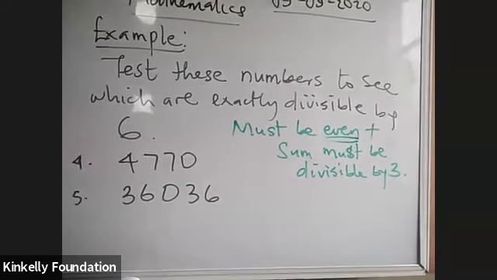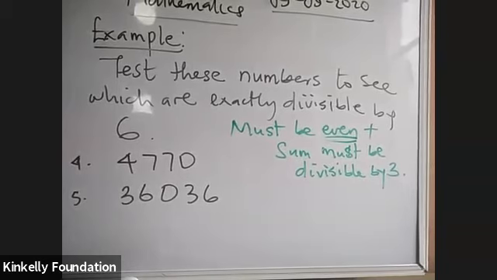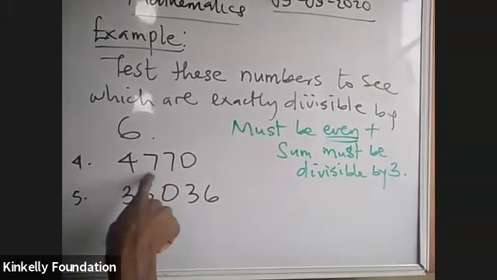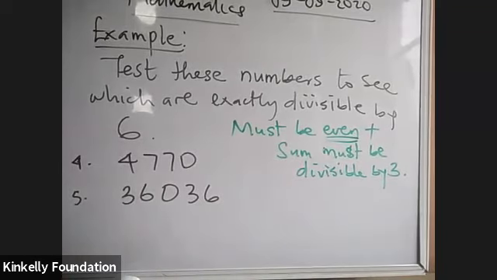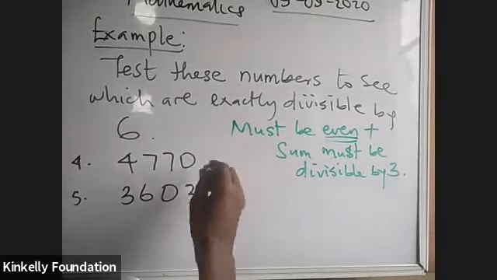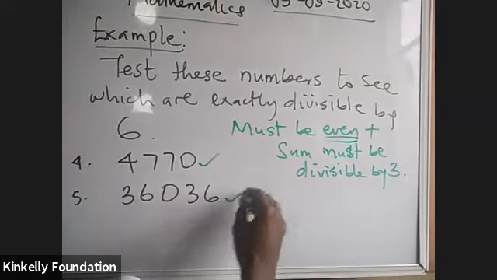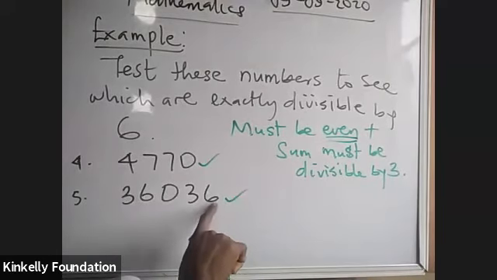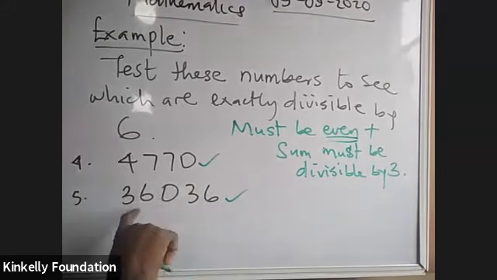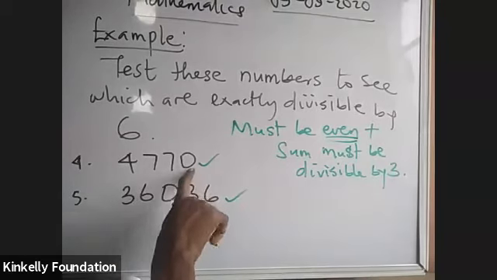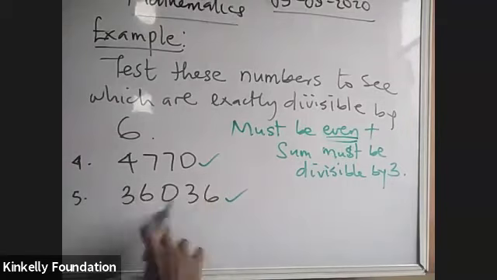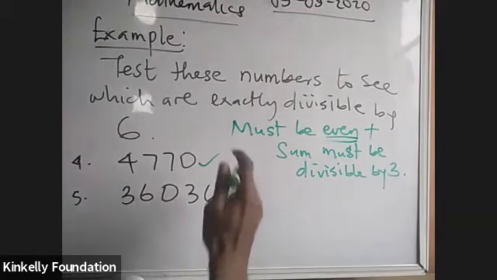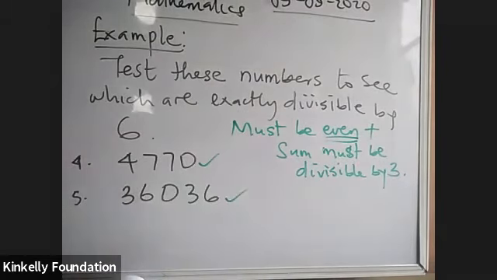Now let us pick another set of numbers and see if the numbers can be divided by 6. Considering this number, let's see what will happen. In the first one, 4770 is an even number, because it ends with 0. So this is divisible by 2. The first rule has been met.